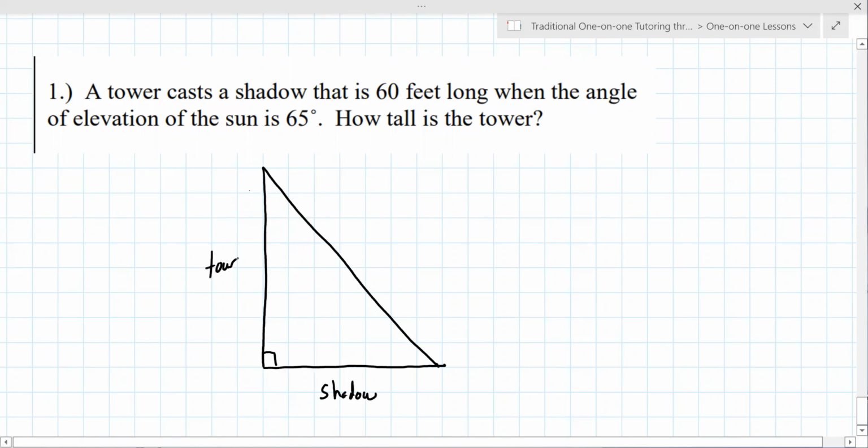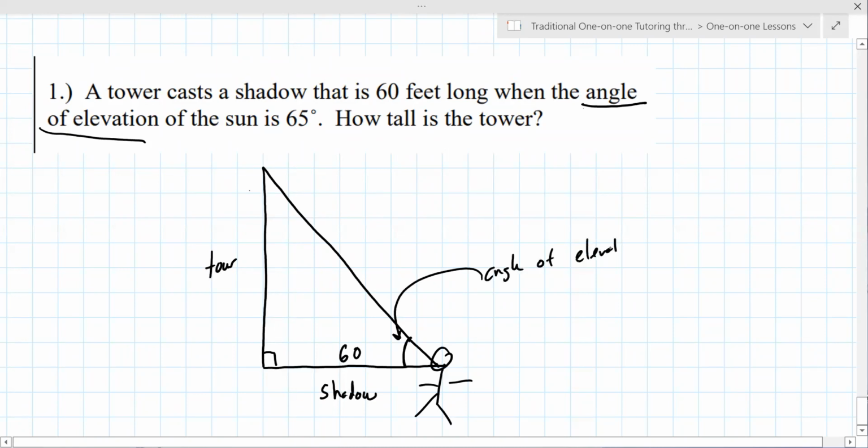Which are they giving you? The height of the tower, the height of the shadow, something else? The shadow. Yeah, they're telling you the shadow is 60 feet. Now, do you remember what the angle of elevation refers to? No. So it's like you're right here and you're looking up. When you look up, that's the angle of elevation right there. You can think of it as you're looking to the sky, you're looking up high. That's your orientation. So that angle measure right there is 65 degrees.